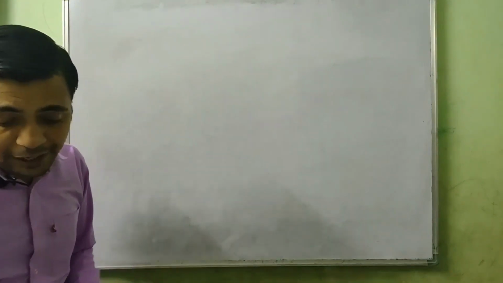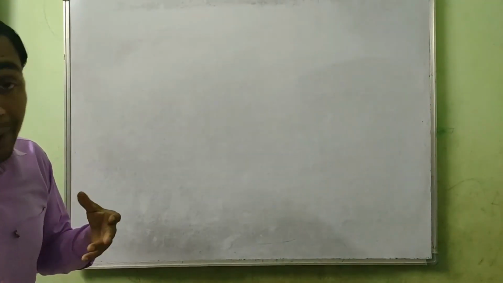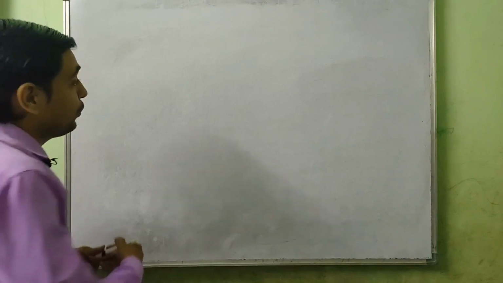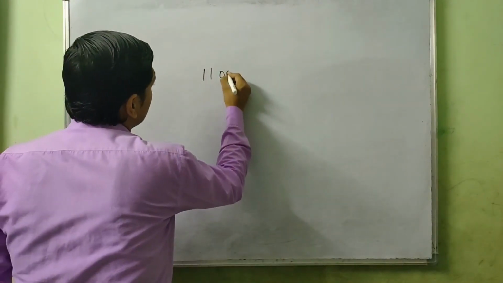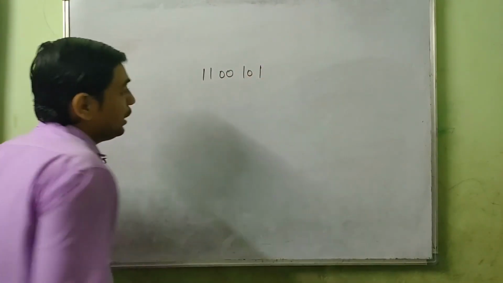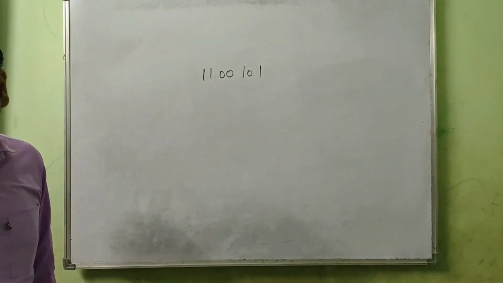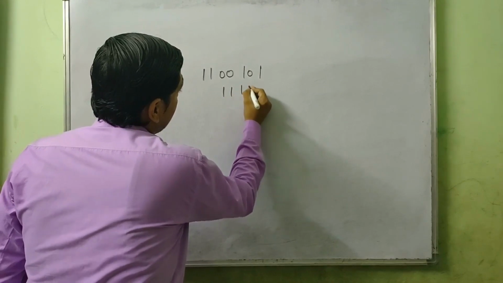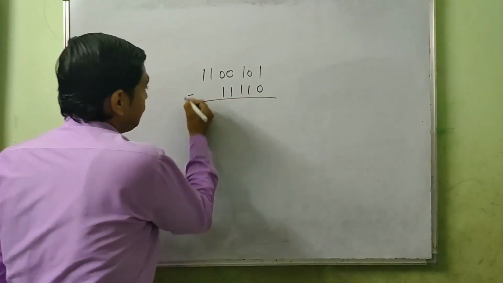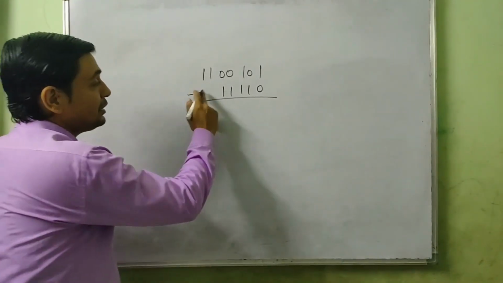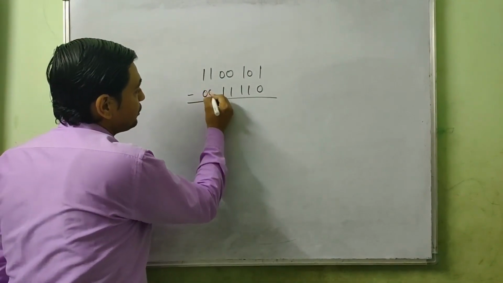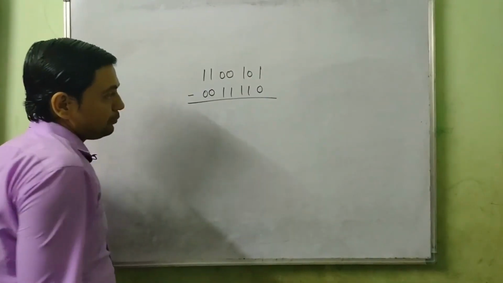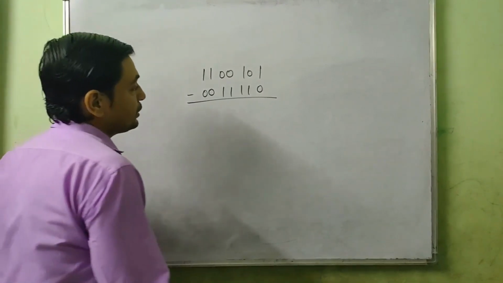The next number that we are going to deal with is 1100101, and we are going to subtract 4 times 1 and 0 from this number. These places are vacant, so I am just putting 0 over there. Okay, now let's do the subtraction part.